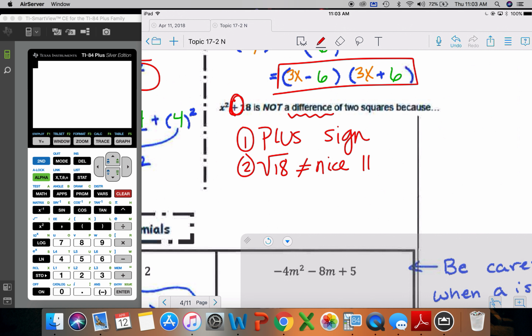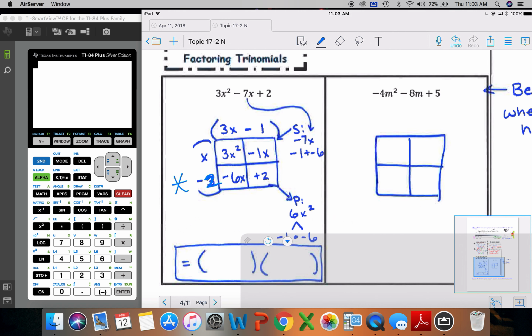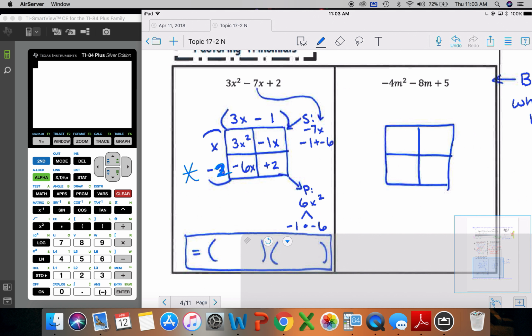So on the bottom, this part has already been done for you. You do need to change this piece right here because when the person factored it, they did not factor correctly out the GCF.